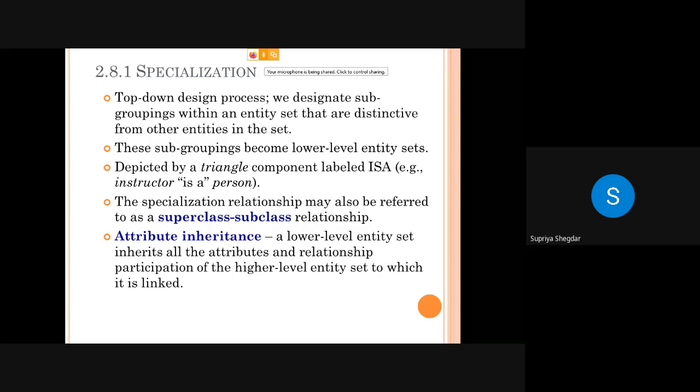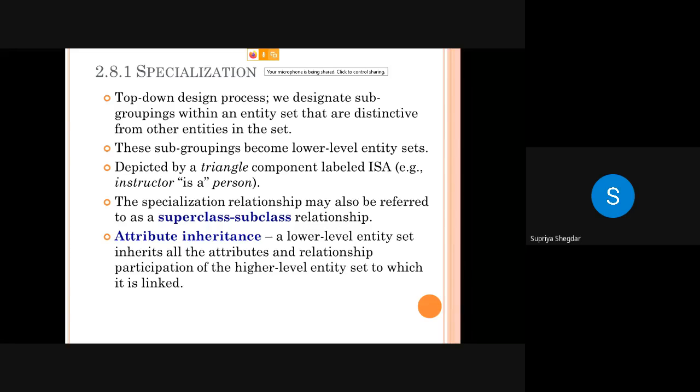You have seen inheritance in C++ or in Java also. Inheritance means one base class or parent class is there, and a number of child classes are there. Every child class inherits some data from its base class, and the child class also has its own data or own attributes. So specialization and generalization are the same as inheritance.